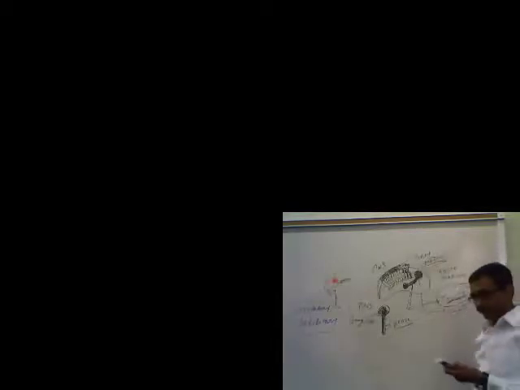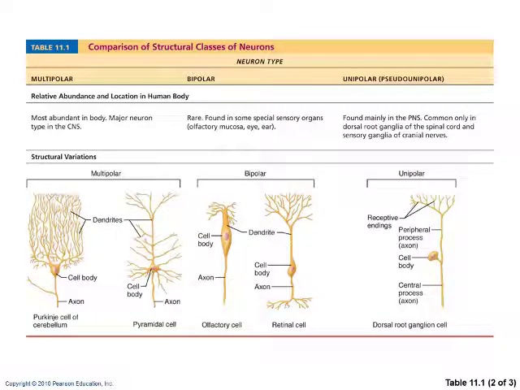Structural classification of neurons. By looking at the processes, we divide the neurons into three types. The most common type, the typical neurons, are multipolar, that I did draw on the board, and you see in the pictures. When you see a picture of a neuron, you see multipolar. That's the most common type, the typical neuron. So this is the cell body, one long axon, multiple short branching processes. So that's the multipolar.